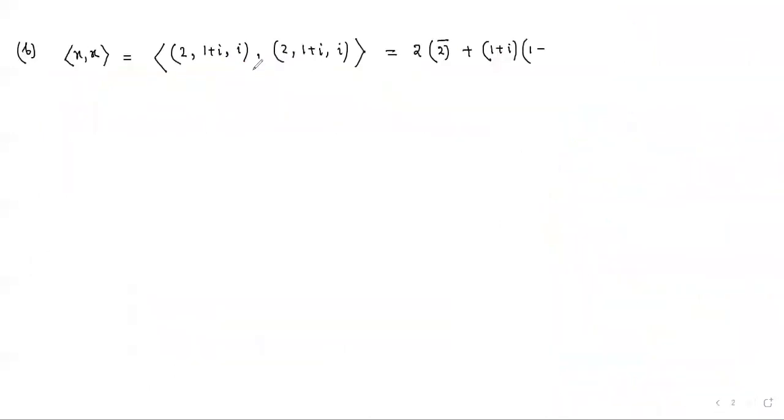Now we are supposed to calculate, first of all, the inner product between the vector X with itself. So I have put the vectors in this particular manner, and now I am going to do the same thing that I have done earlier.